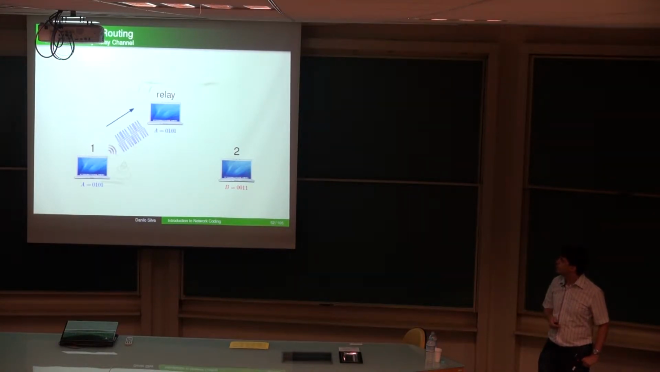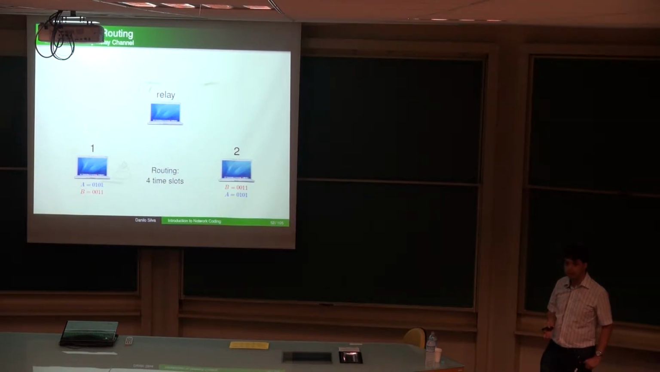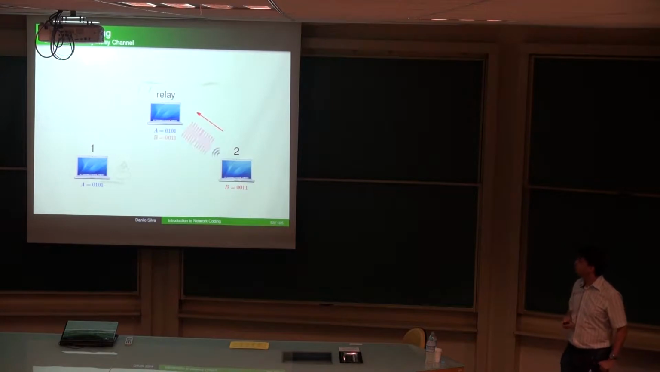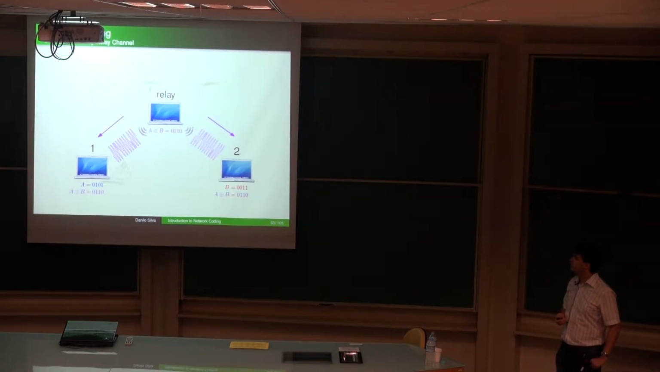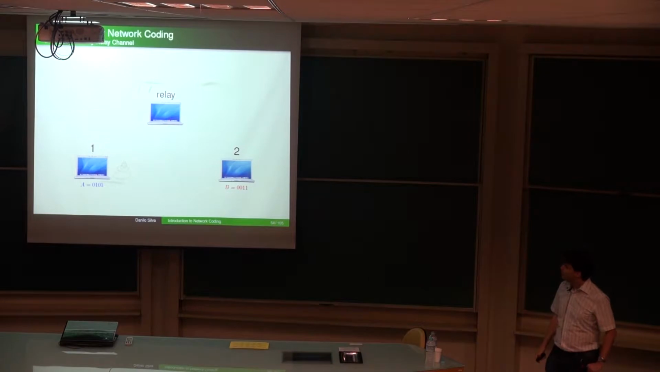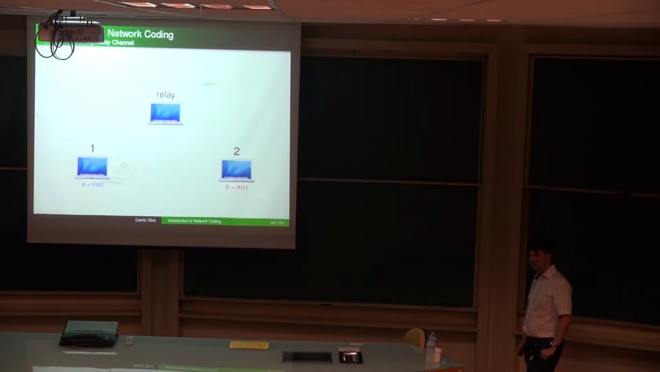If we use just routing, these two nodes can exchange packets in 4 time slots. Remember that. With network coding, we can do a little bit better. We can do it in 3 time slots by having this relay compute the XOR and broadcast the packet to the 2 nodes. But what if we do it in 2 time slots? How can we do that?